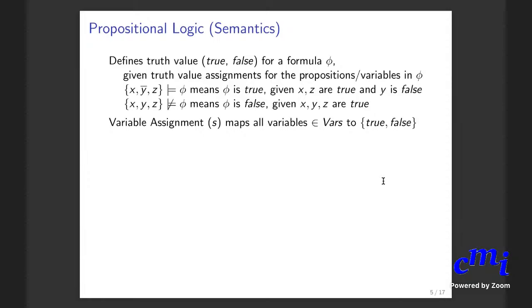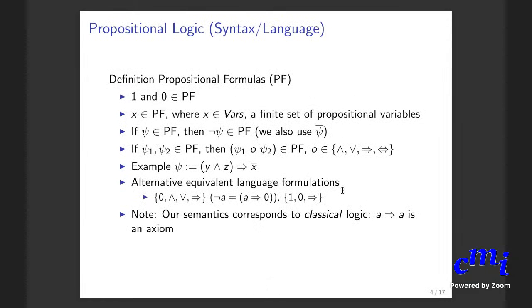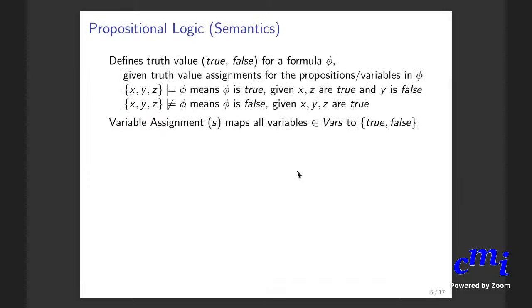So now you have these syntax rules that describe a way of constructing sentences in the language. Now, how do you assign meaning to these things? What the semantics does is it defines truth values, which are denoted by true and false, for a well-formed formula, given truth value assignments for the propositional variables that appear inside phi.